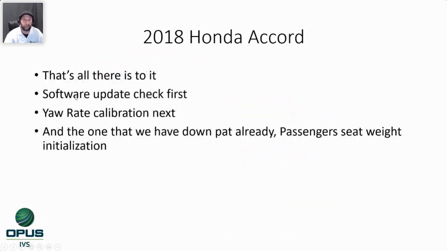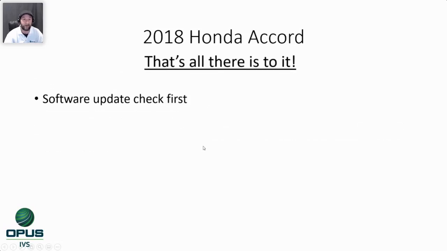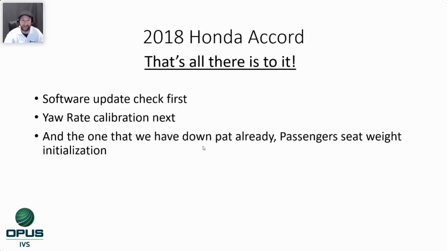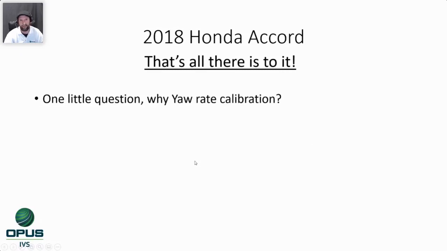So we do a software update check first, which is nothing more than putting the VCI on there, logging in with IHDS or whatever it is that you're going to be using. Then we're going to move on to doing the yaw rate calibration next. And we already have that down pat with this passenger side seat weight sensor initialization. So software update check first, yaw rate calibration next. And one that we have down pat, well, it looks like I duplicated my slides.